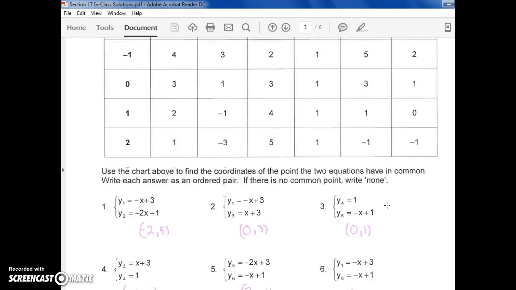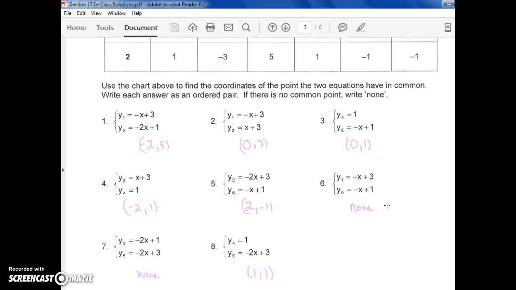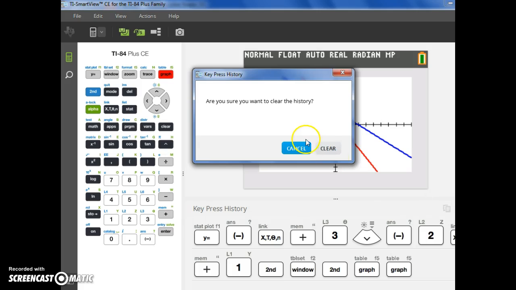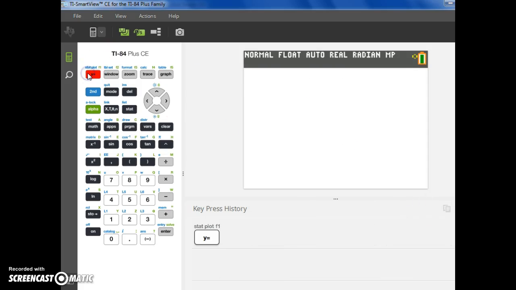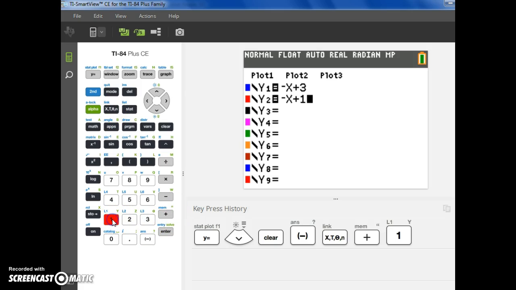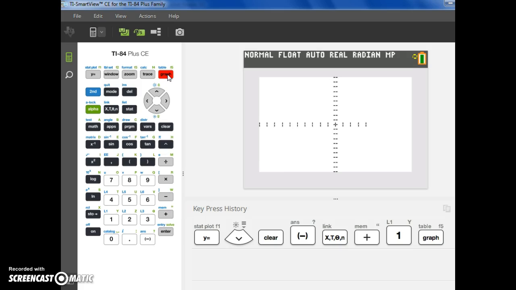But I can show you guys that this actually doesn't ever have an intersection. It's a matter of taking a look at the equation itself. We have y sub 1 is negative x plus 3, and y sub 6 is negative x plus 1. I'm going to graph those two and see if there's anything special about them. I'm pretty sure there is. So if I go back to y equals, I'm going to clear out this keystroke history. So y equals, I got negative x plus 3. It's already there. I'm going to clear this one out, and I'm going to type in negative x plus 1. And let's see what happens when we graph.